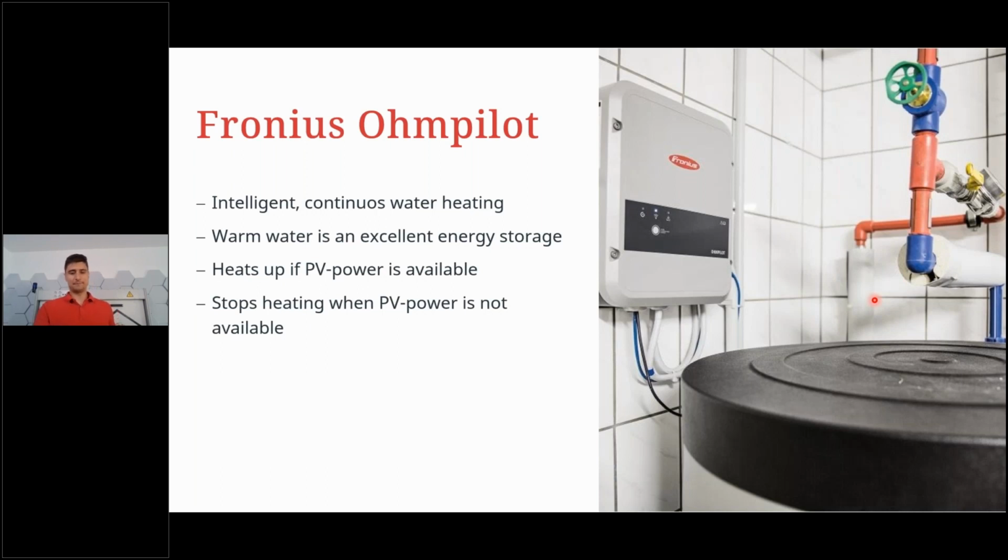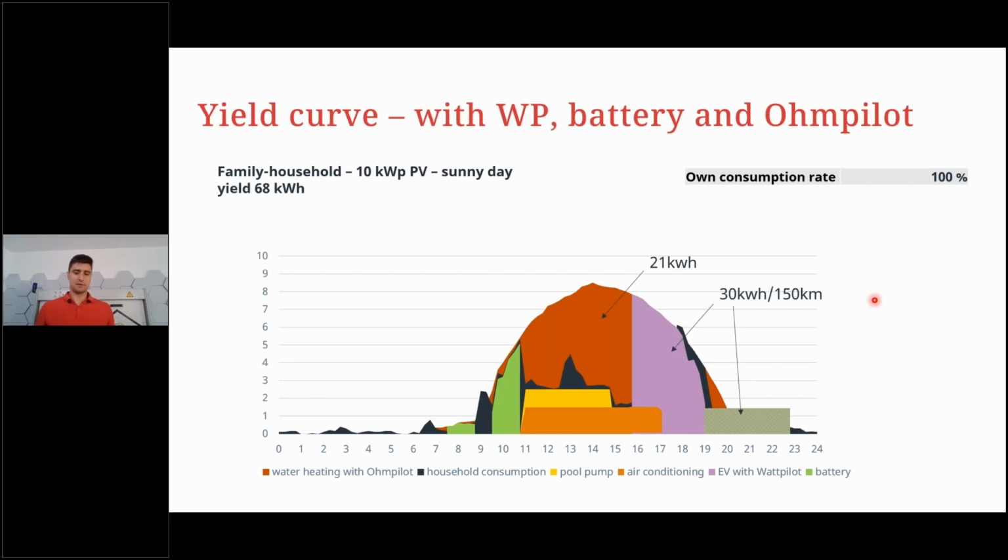And if we're using the Ohm Pilot, then our example could look like this. So you see all the area that is left is now covered by the Ohm Pilot. This is a power of around 21 kilowatt hours, so enough to heat up around 300 liters of water. We have risen our own consumption rate to 100%, and now this would be the perfect case for a perfectly working PV system. Sunny day, a lot of production, and all of the energy is actually used.